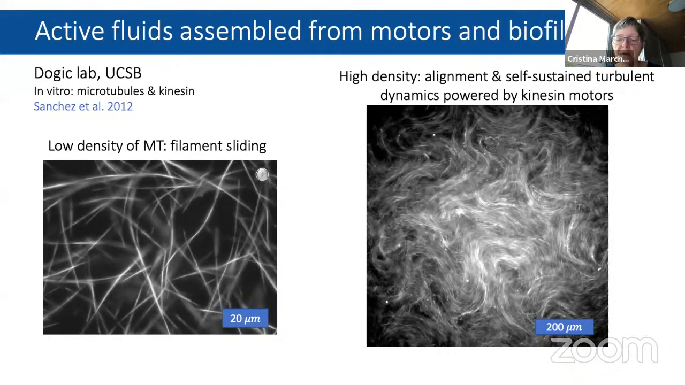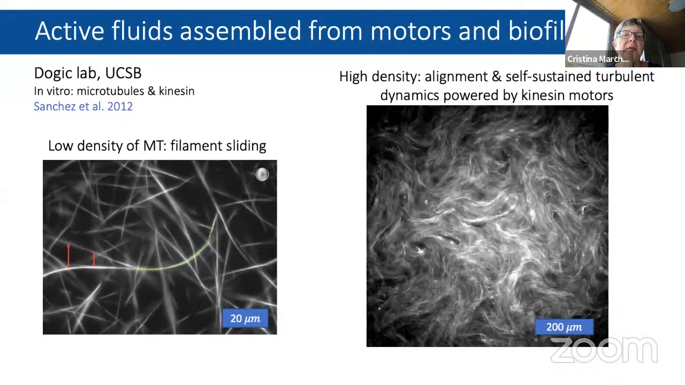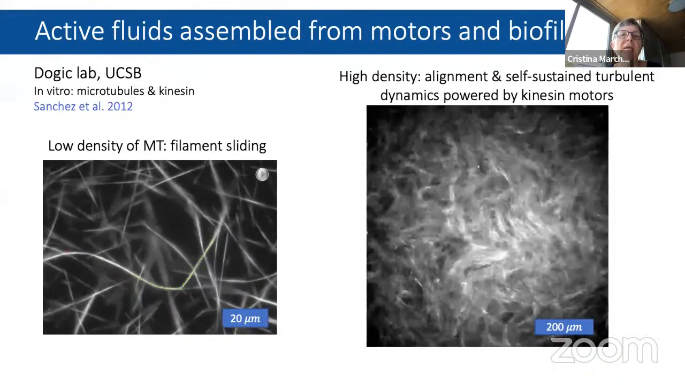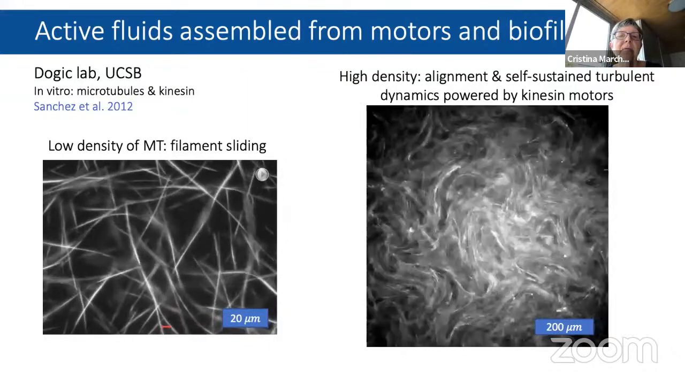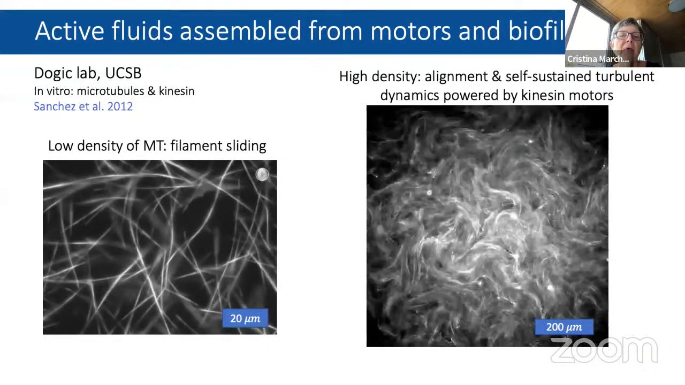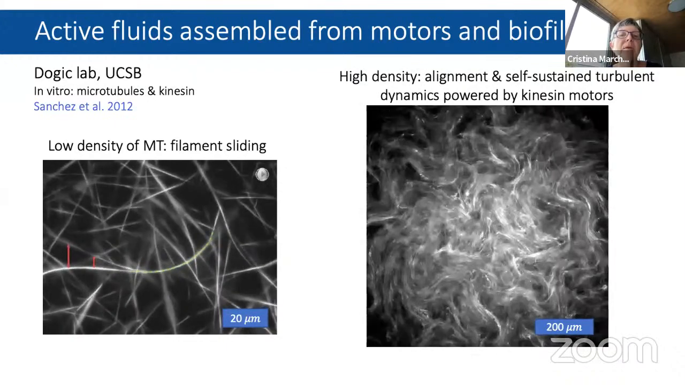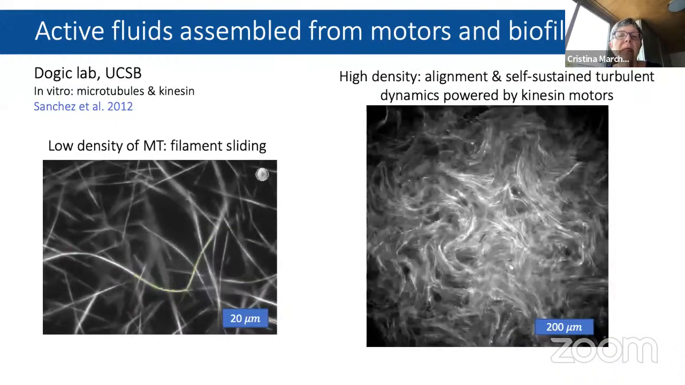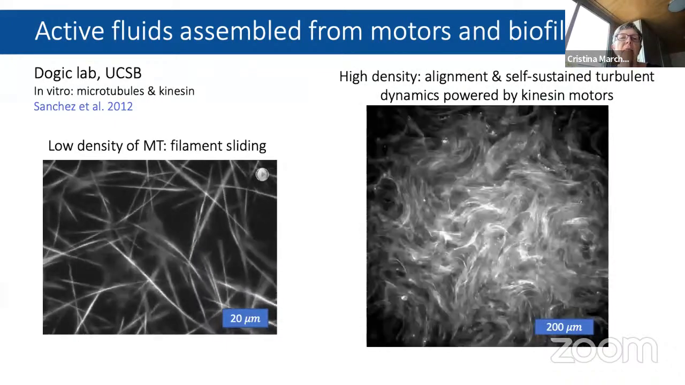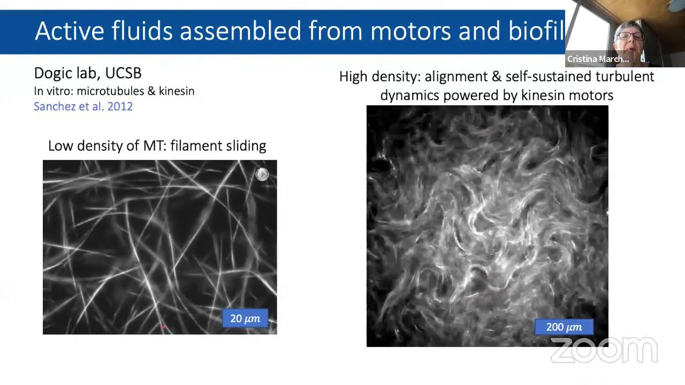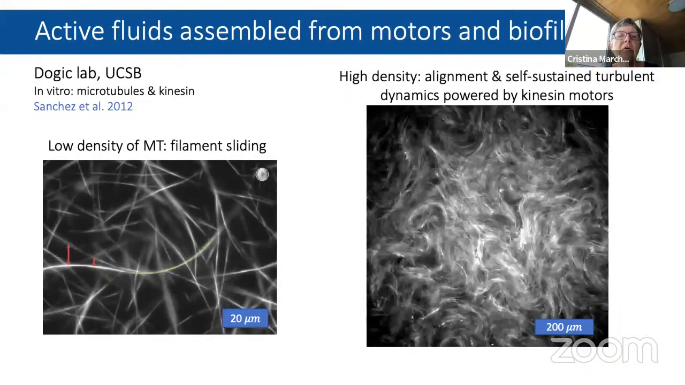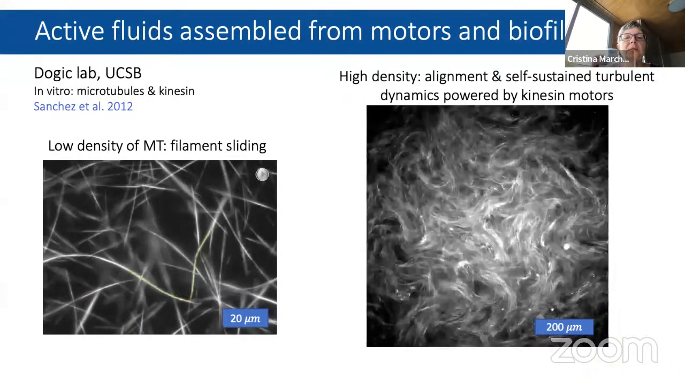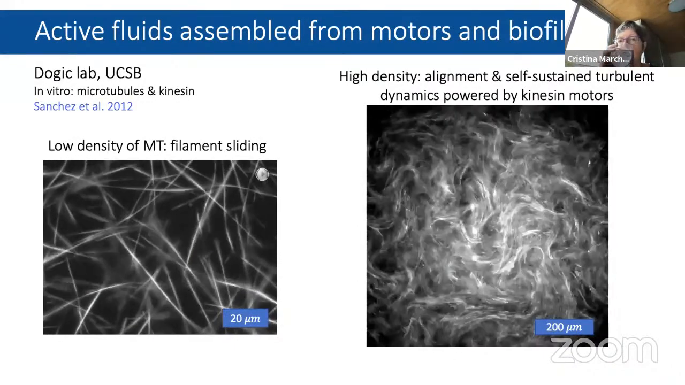At higher microtubule density, essentially you get an active gel, where the energy generated by the kinesin motors drives both local alignment of the microtubules and this sort of self-sustained turbulent dynamics powered by the motors. And this dynamic survives for as long as the ATP is present in the system.